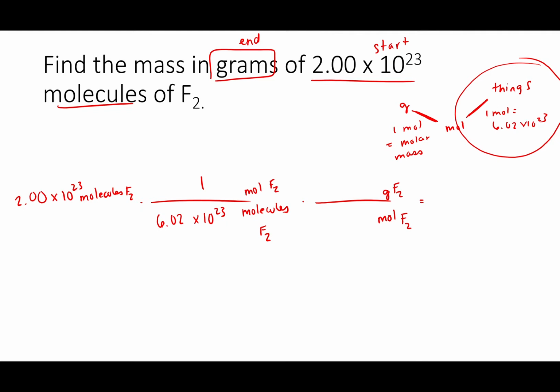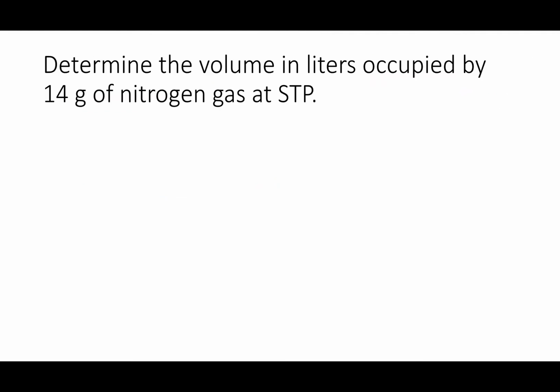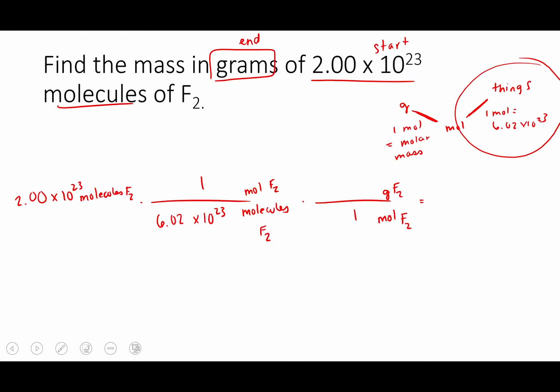And then here, I have to use the periodic table. Remember, going from gram island to mole island is the only time that you actually have to do a little bit of work. So 1 mole is going to be equal to, I have that the molar mass of F2 is 38. Oops, sorry. Flip the slide on you.